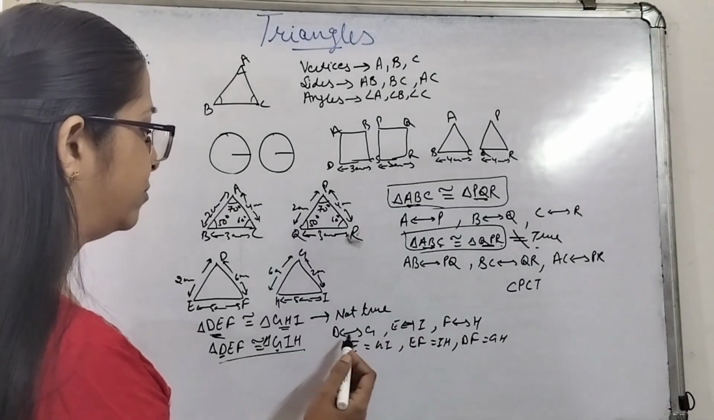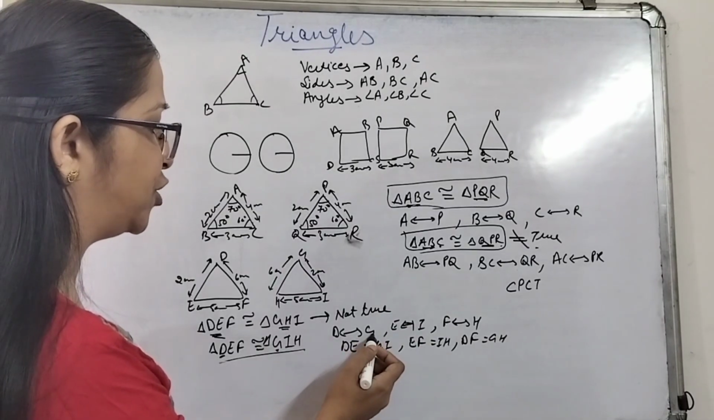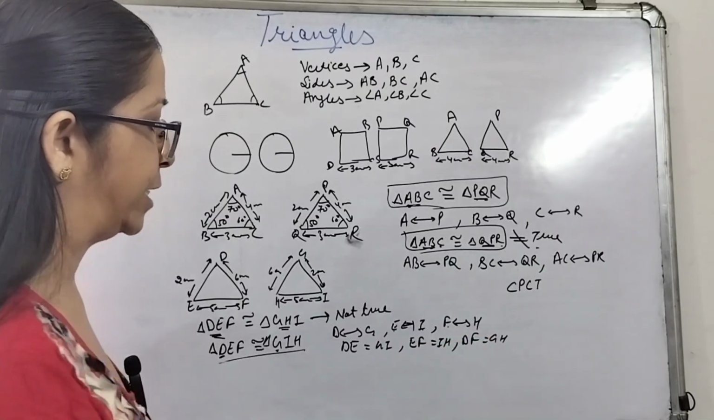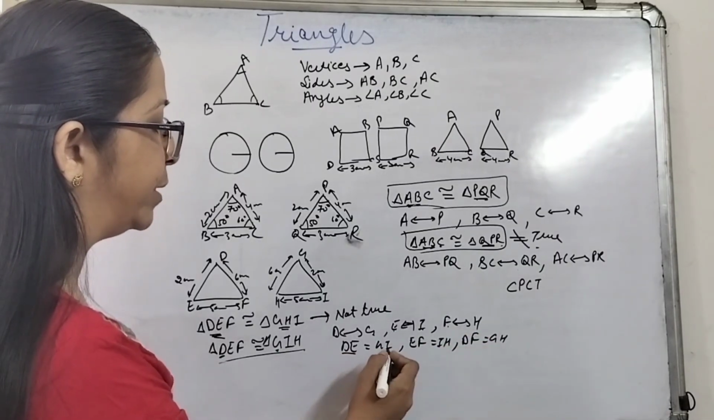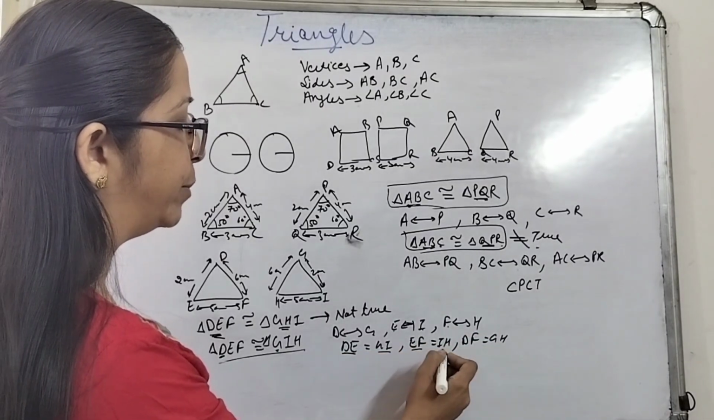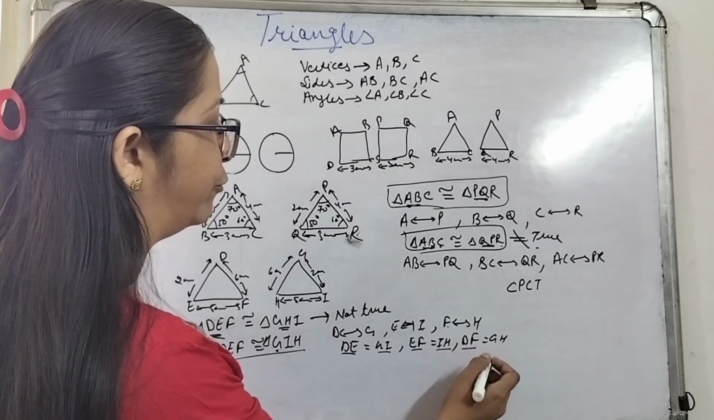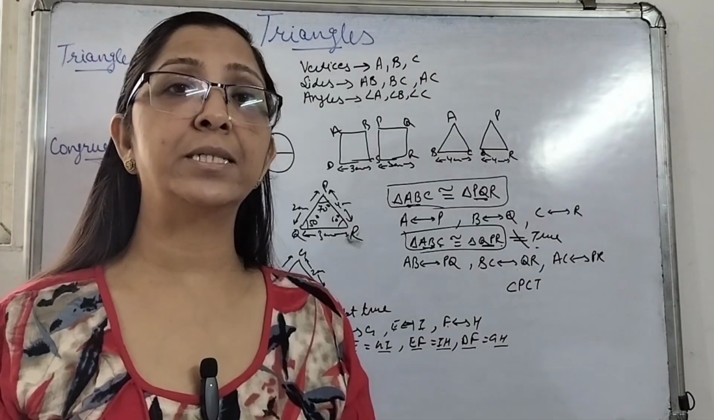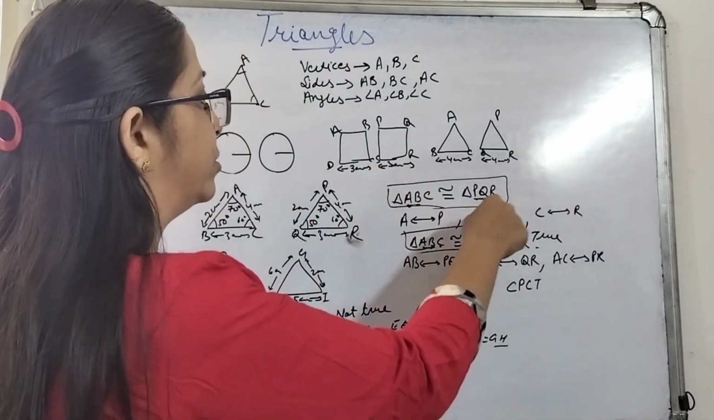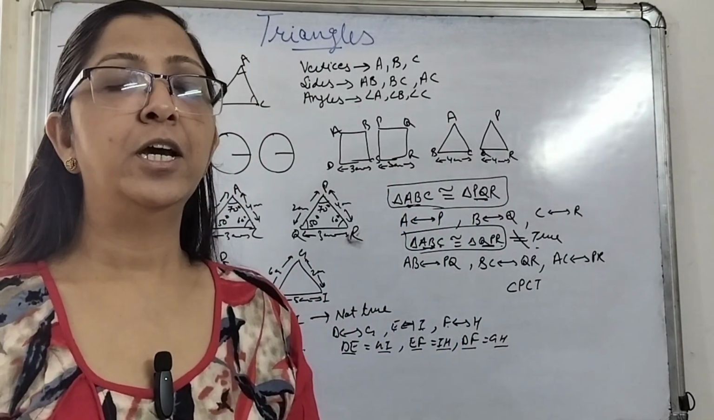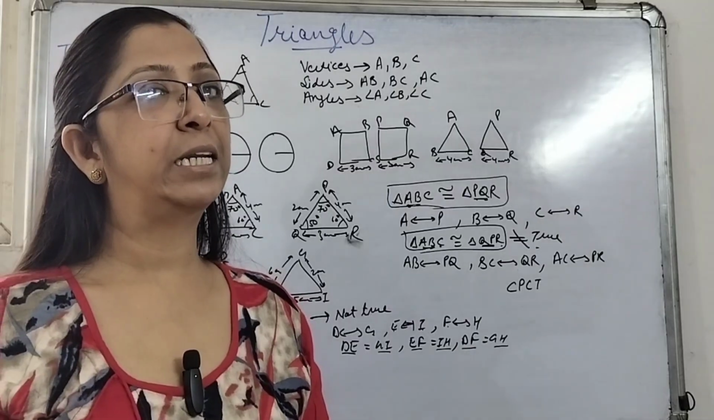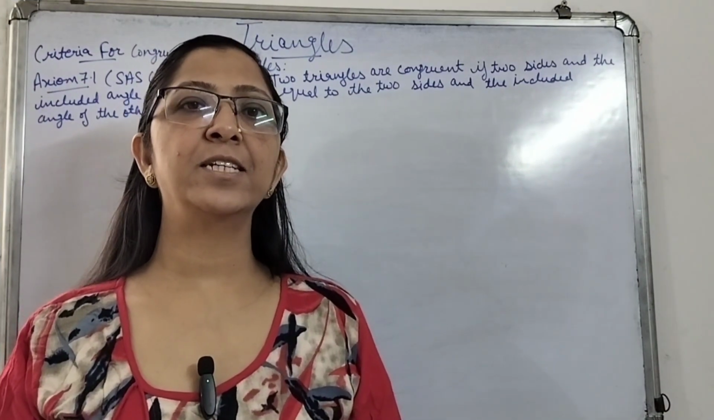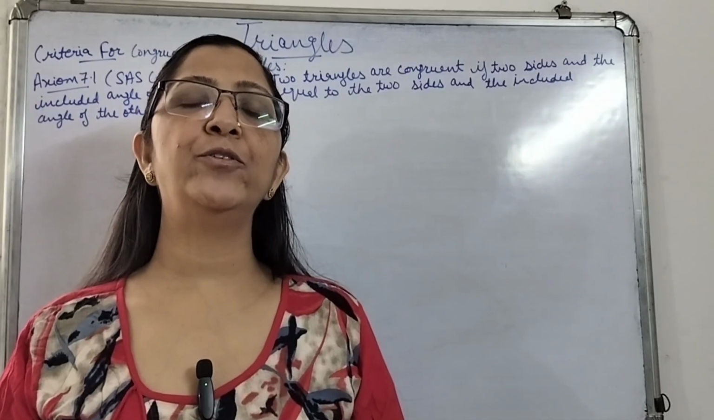That means angle D will be equivalent to angle G, angle E will be equivalent to angle I, angle F will be equivalent to angle H. Similarly, side DE will be equivalent to GI, side EF will be equivalent to IH, and side DF will be equivalent to GH. This is what the congruency means, and this is very important to maintain their correspondence. Now we'll be learning about some of the criteria of congruency of triangles. Now let's understand some of the criteria of congruency of triangle.